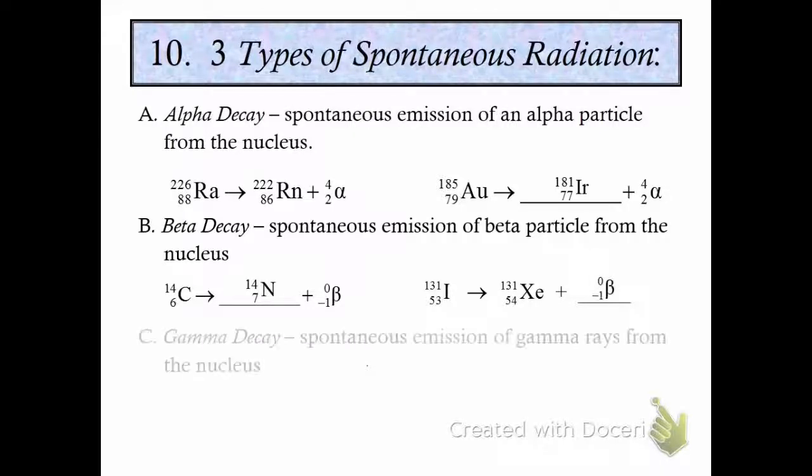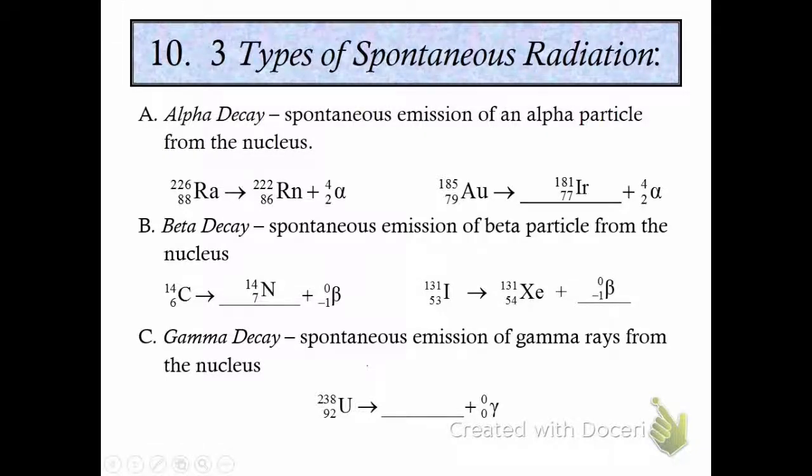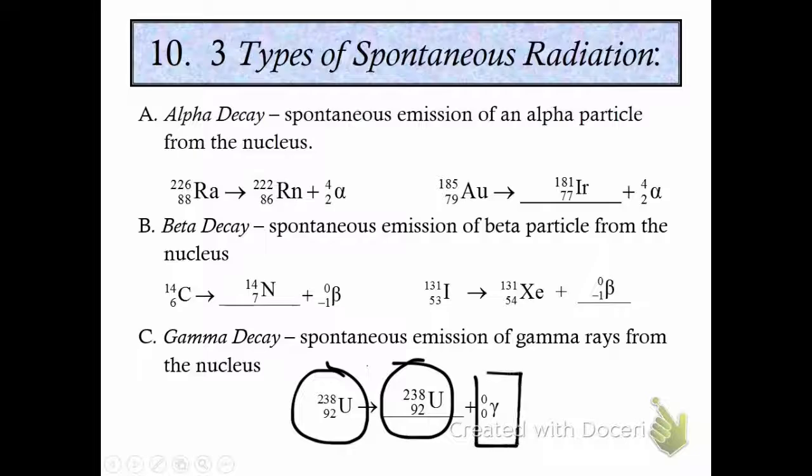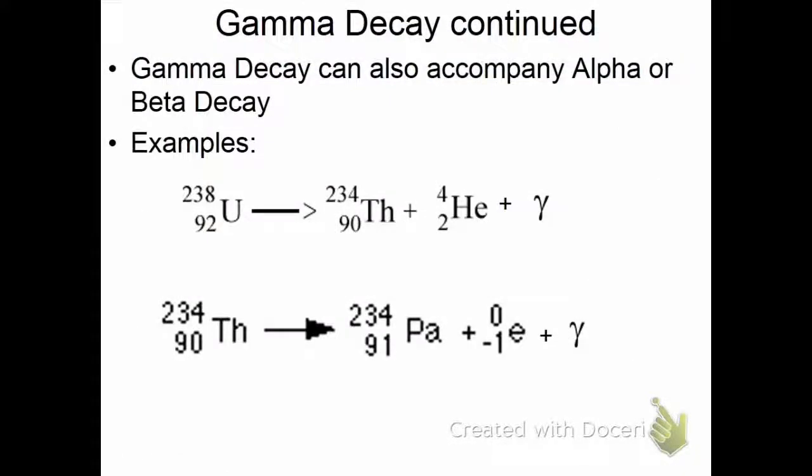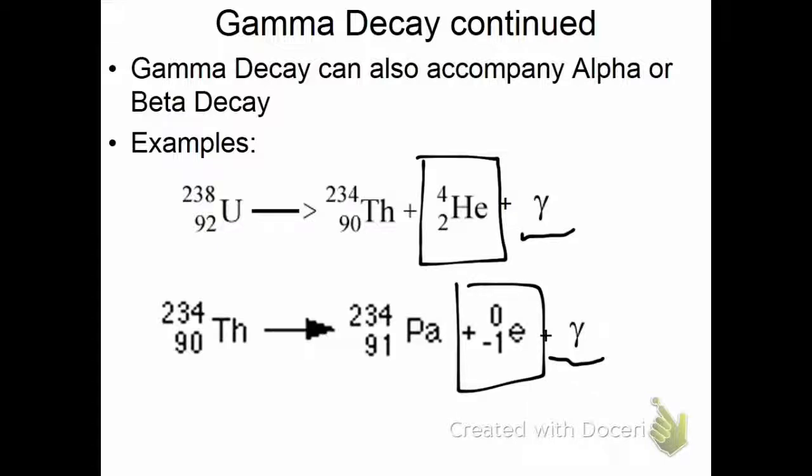The last type is gamma decay, and gamma rays don't actually change an element. So you start and end with the exact same element with the exact same atomic number and mass number, but energy has been emitted. Gamma decay can also accompany other types of decay. So you might have alpha decay and also some gamma. You might have beta decay and also some gamma. The gamma decay just kind of lets you know that this was a very energetic thing and some dangerous radiation came off it. But in terms of the actual equation, it doesn't really mess with what element you have.